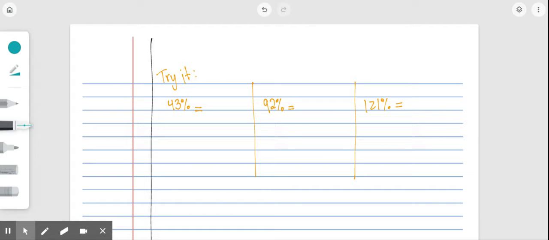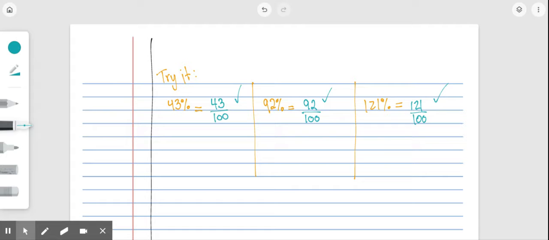Okay, hopefully you paused the video and you're back. So let's write this as a fraction. 43% means 43 out of 100. Done. If you got 43 out of 100, give yourself a star. Nice job. 92% is 92 out of 100. Done. If you wrote 92 out of 100, give yourself a star. Nice job. 121% is 121 out of 100. Done. If you wrote 121 out of 100, give yourself a star.